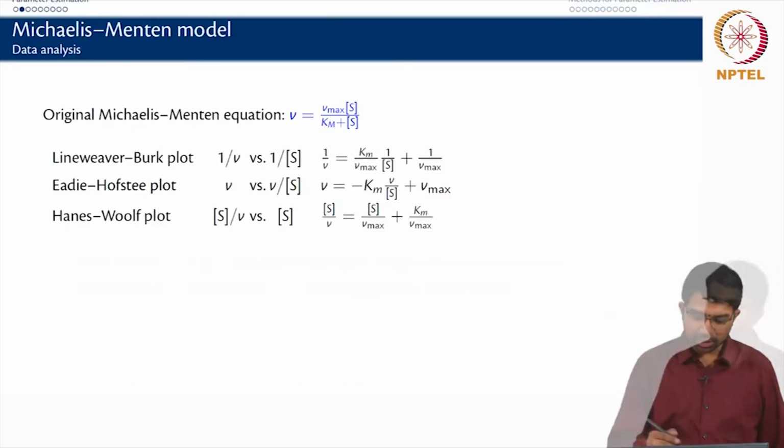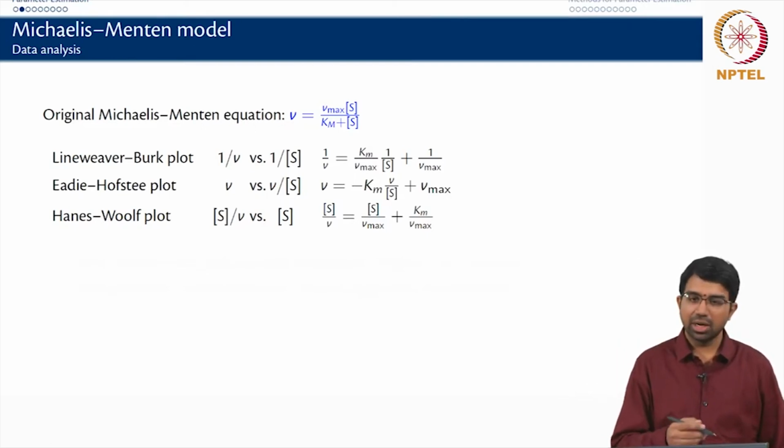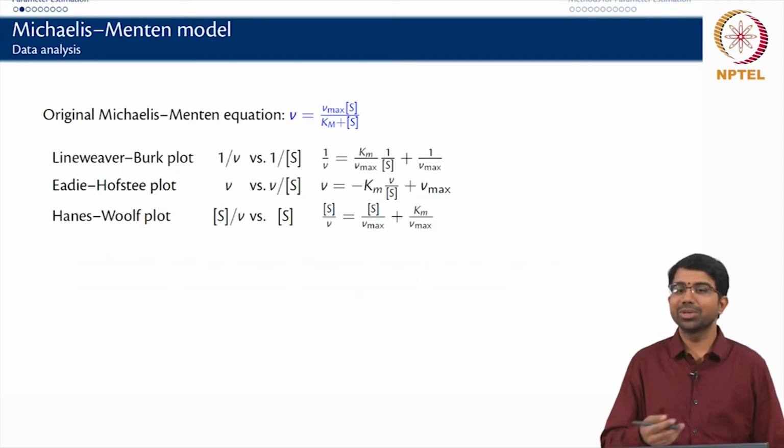How do you fit it? There are 3 different ways to do it. There is the Lineweaver-Burk plot, there is the Eadie-Hofstee plot and the Hanes-Woolf plot. What are the advantages and disadvantages of each of these? I am not going to go into it, you would have studied it in a classic biochemistry course.